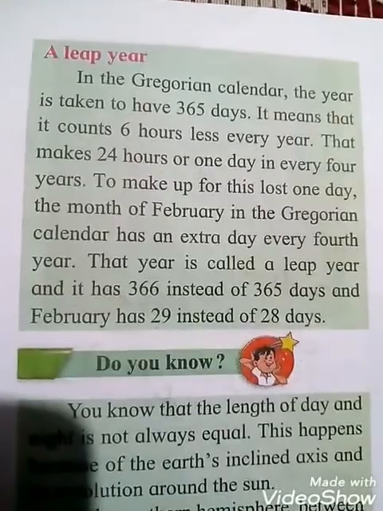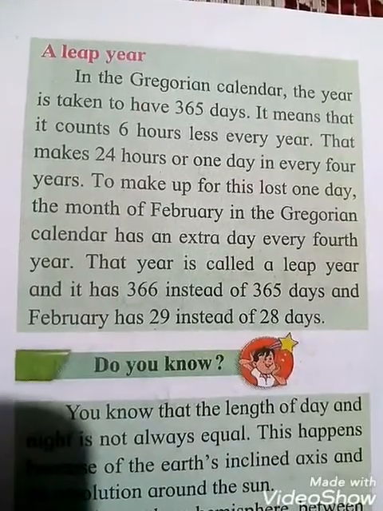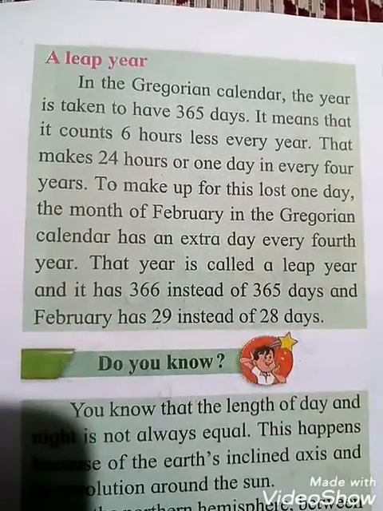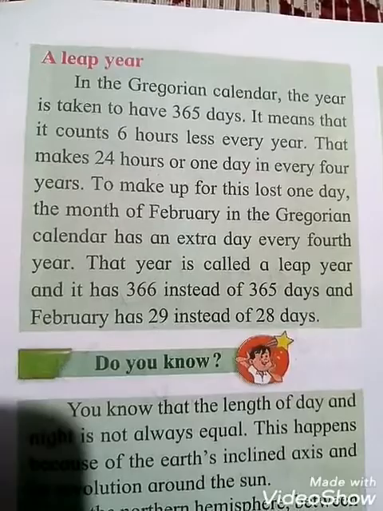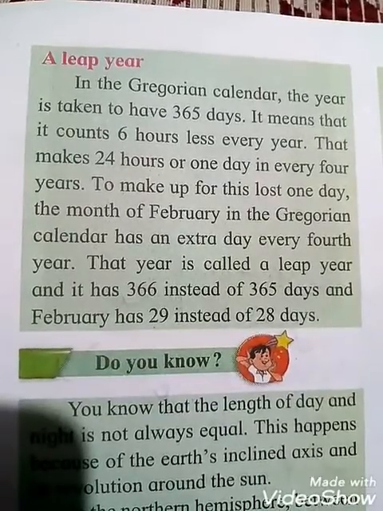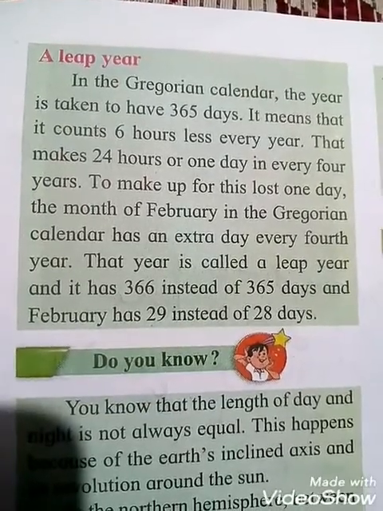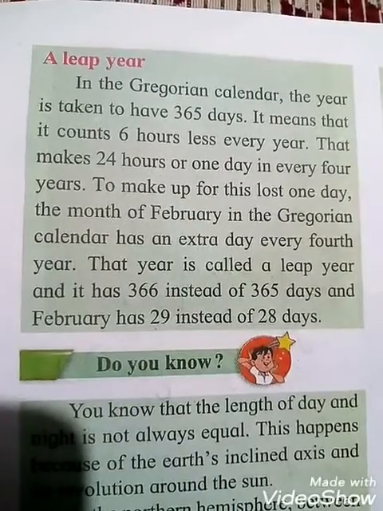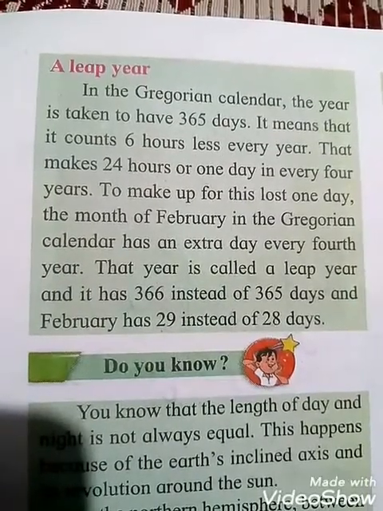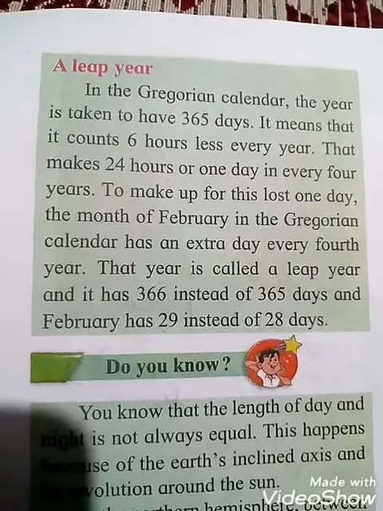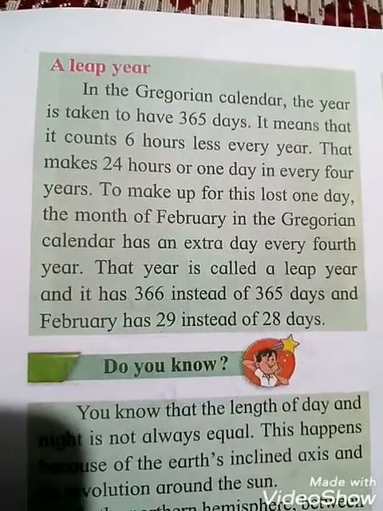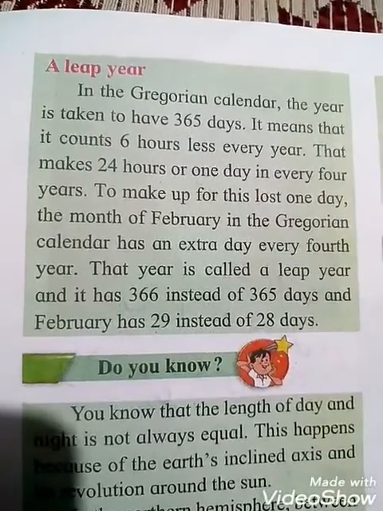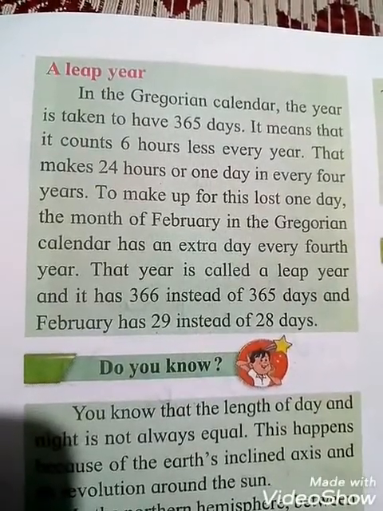Okay, leap year. In the Gregorian calendar, the year is taken to have 365 days. It means that it counts 6 hours less every year. That makes 24 hours, or 1 day, in every 4th year. Students, a leap year comes every 4th year, and in a leap year there will be 366 days, and in the month of February there will be 29 days instead of 28.